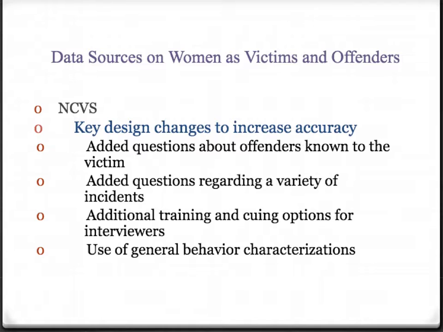So the NCVS has tried to change the way that they designed their survey in order to increase accuracy, so there's not that huge discrepancy in the data. It added questions about offenders known to the victims. It added questions regarding the variety of incidences. There's additional training and queuing options for interviewers, so when they sit down with the families at the very beginning, they go through more extensive detail of what they're looking for in the NCVS. And it uses general behavior characterizations.